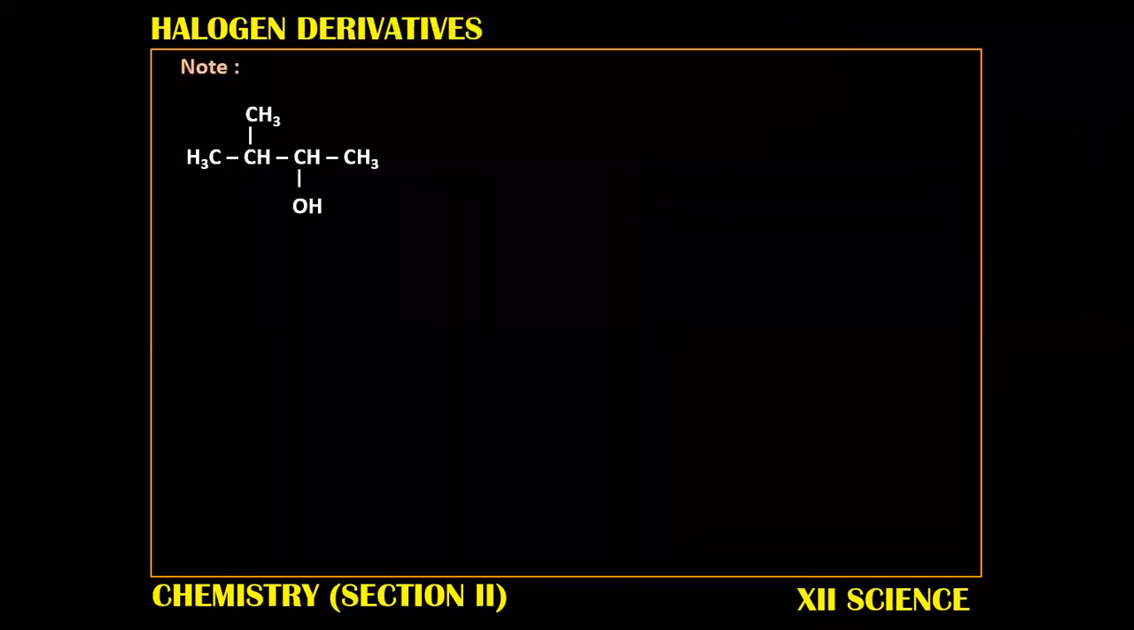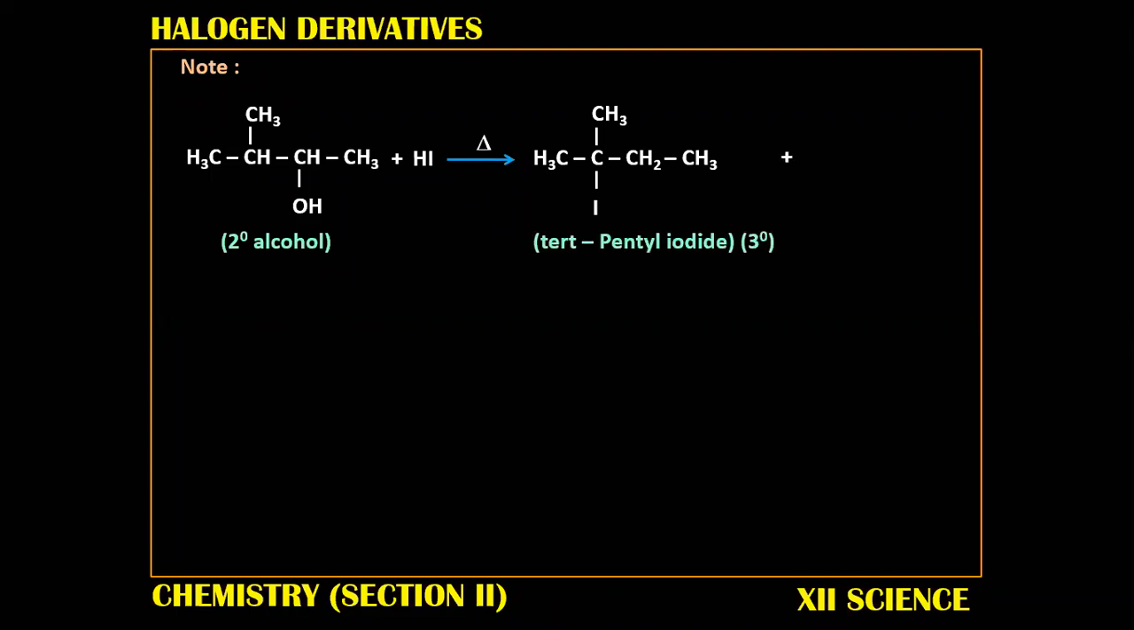Then I told you that if there is a secondary carbon and next to that there is a tertiary carbon, and you react with HI or HCl or HBr, instead of getting halogen on secondary carbon, we get halogen on tertiary carbon, because tertiary cation is more stable than secondary cation, and therefore there is a hydride shift. So you have to remember this example. It is a very, very important one.